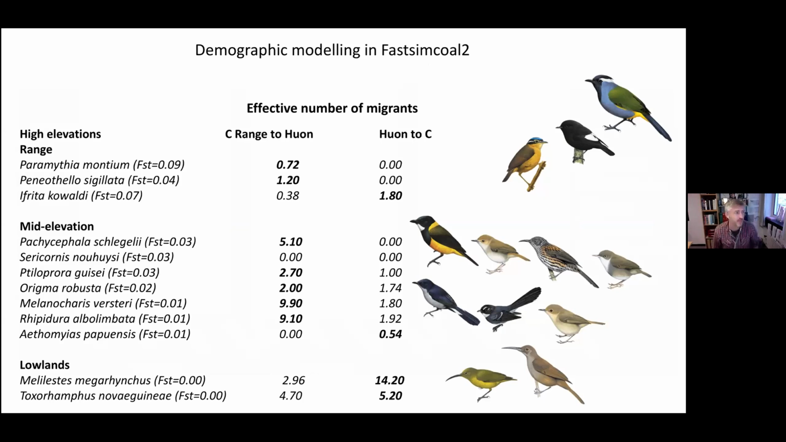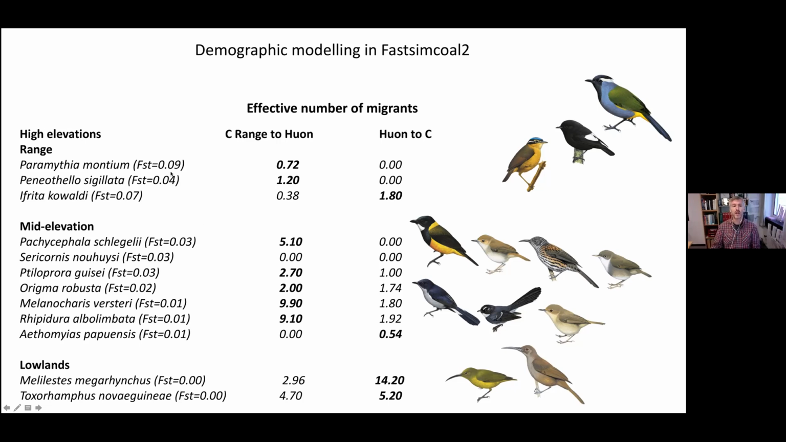On top of calculating effective population sizes and gauging the divergence times, we can also do more explicit demographic modeling. We used FastSimCoal2, and with that, you can also estimate the effective number of migrants. So that's pretty cool. That means, if you trust it, that you can calculate how many individuals move between populations per generation. So just to try and break it down, I've broken it down into the high elevation species, the mid elevation species, and the lowland species.